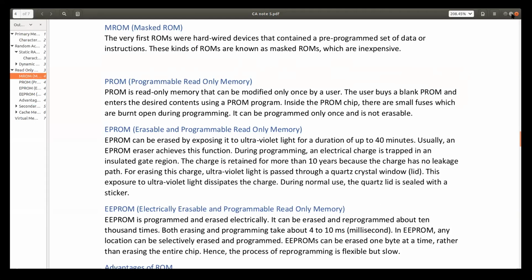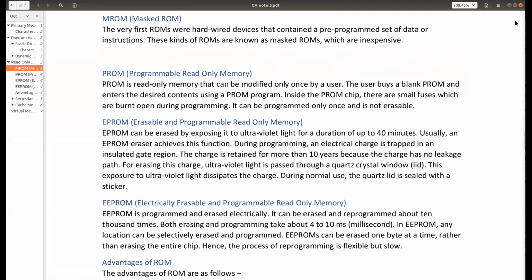In EPROM, the full form is erasable and programmable read-only memory. From the name, you can guess that you can program this particular ROM several times. That is why it is known as EPROM. Now how can you program it? Once it is programmed, you must delete the previous program and then write the new program.